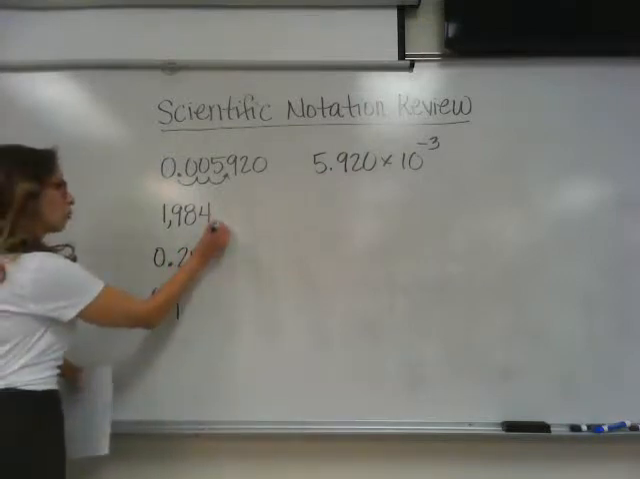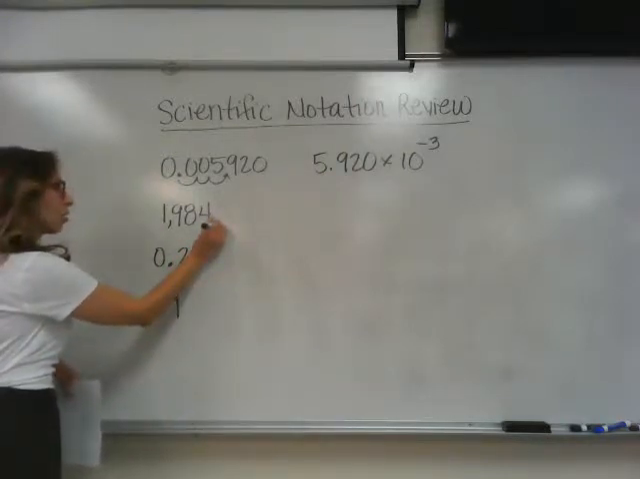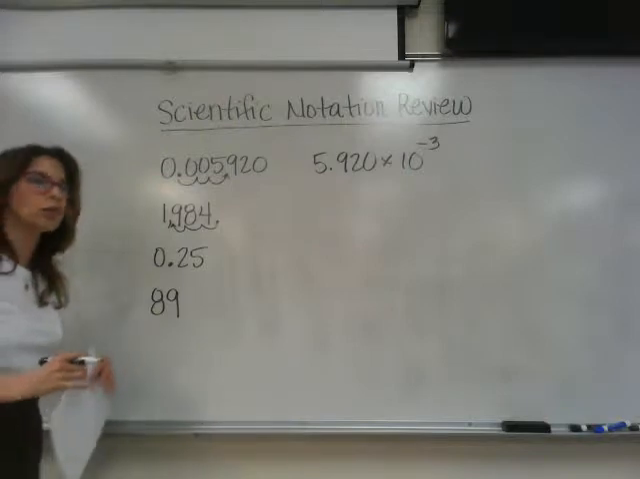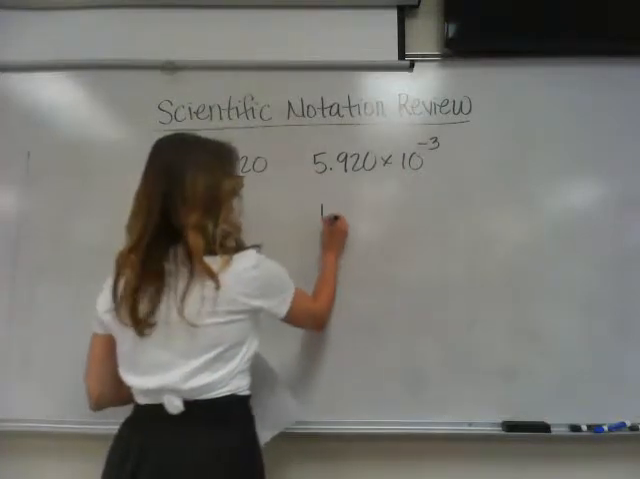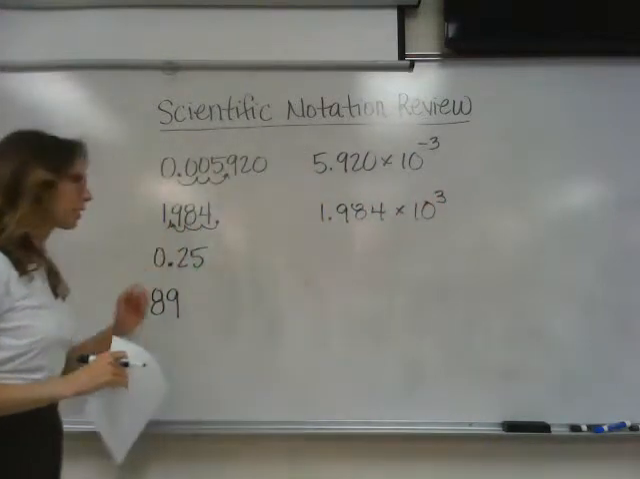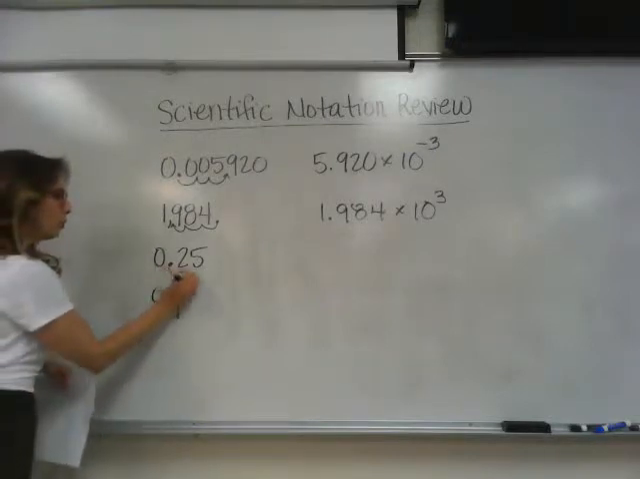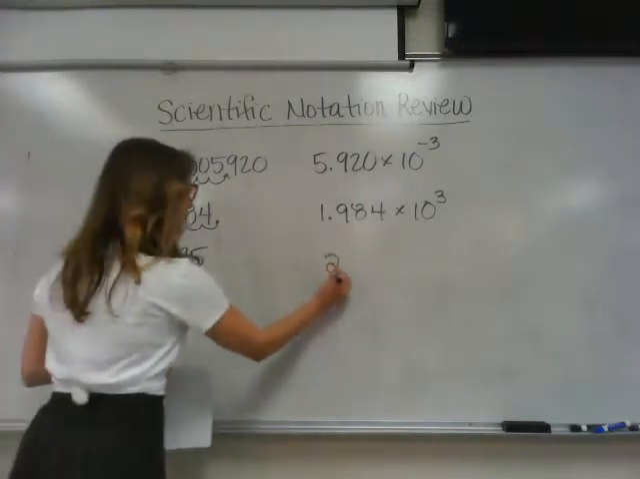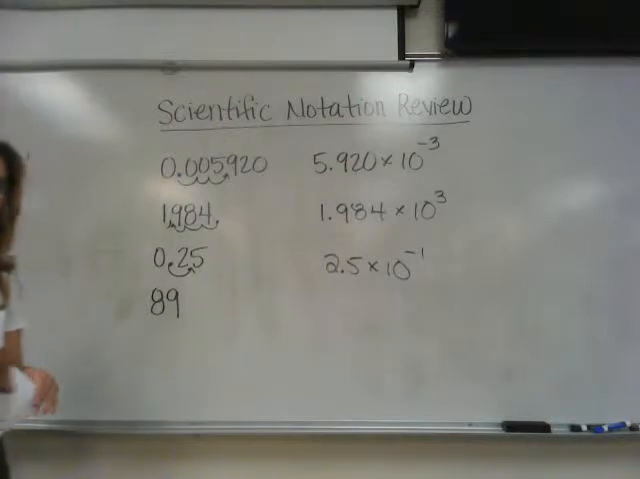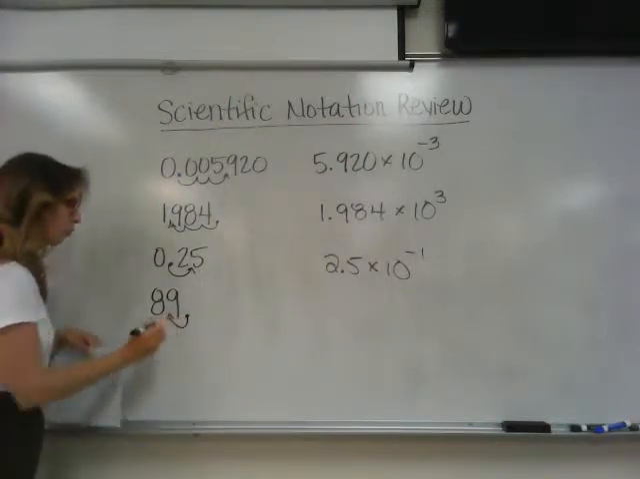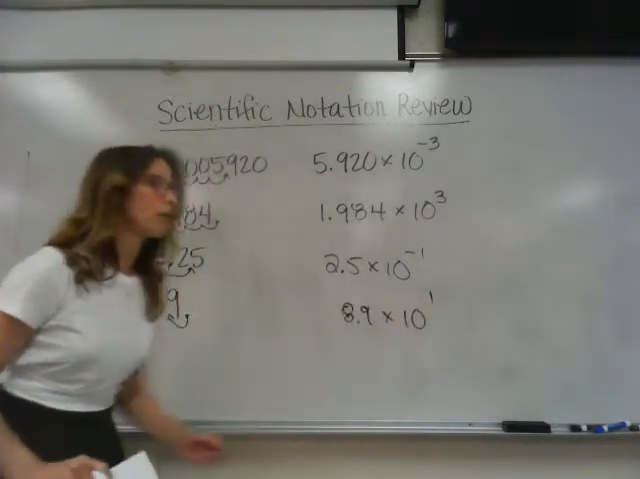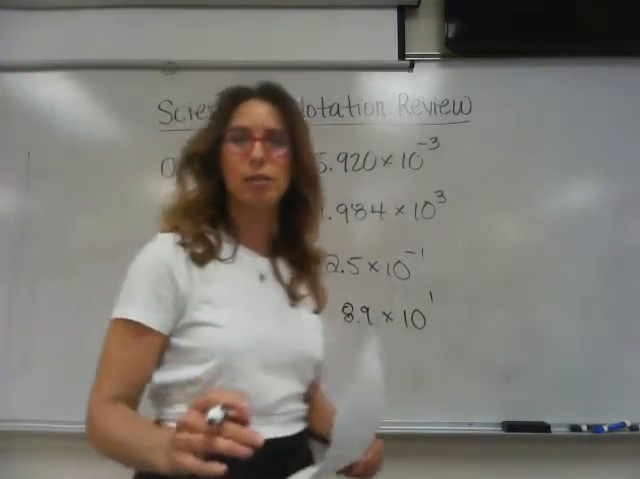For the next one, I'm going to move the decimal that's here to the right of the 1, because that places one non-zero digit to the left of the decimal. Since my number is greater than 1, my exponent on the power of 10 is going to be positive, and I'm moving it 3 places. Okay? For the next one, I'm going to move this decimal to the right of the 2. That will give me 2.5 times 10, and since my number is less than 1, my exponent on the power of 10 is negative. The last one, 89, I move the decimal to the right of the 8. You're going to get 8.9 times 10, and it's a positive exponent on the power of 10 because your number is greater than 1. Easy enough?